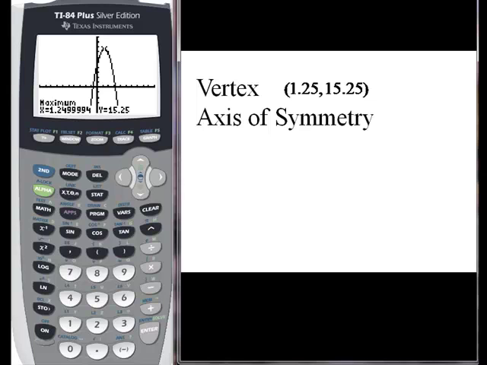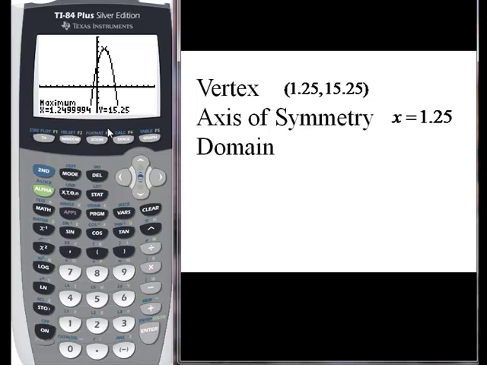Next thing we're going to find is our axis of symmetry. The axis of symmetry is the vertical line that would cut the parabola in half, and if we were to spin the parabola around that vertical line, we get the exact same parabola. So it's symmetric about that vertical line. So it's going to be an equation of a vertical line, and in this case it's just the x-coordinate of our vertex, which is x equals 1.25. So when we found the vertex, we found the axis of symmetry.